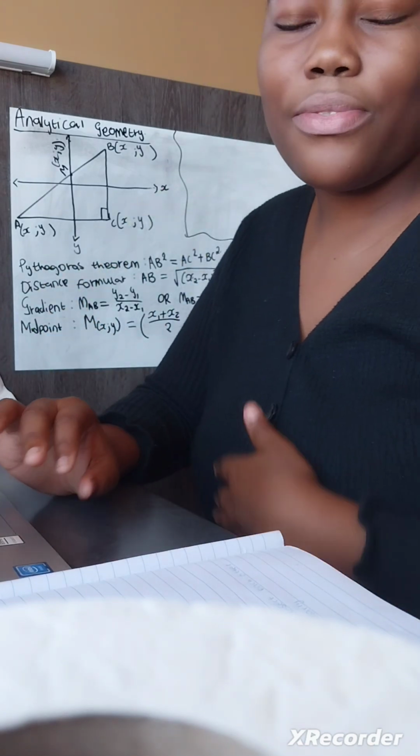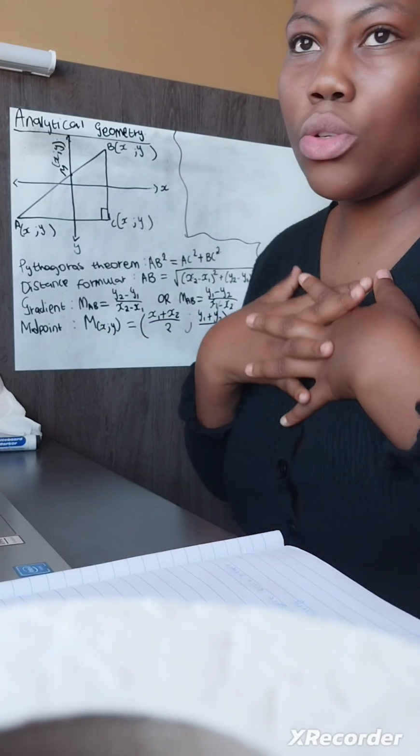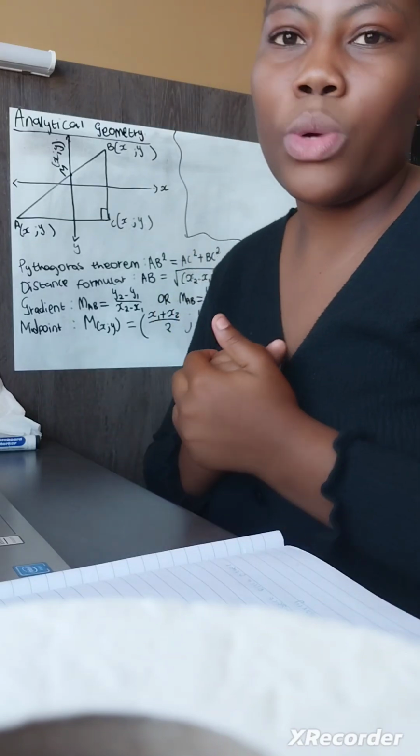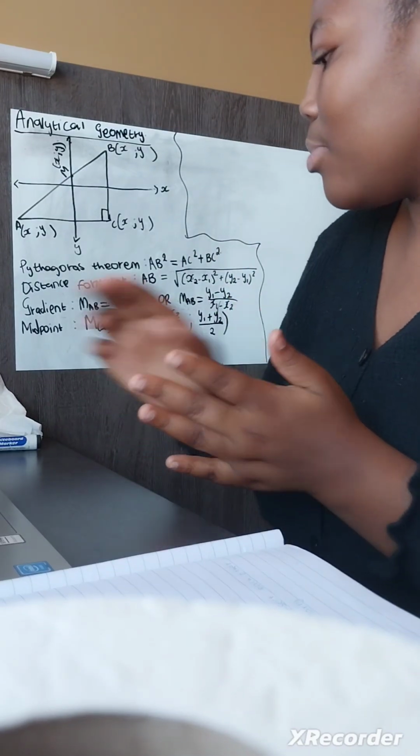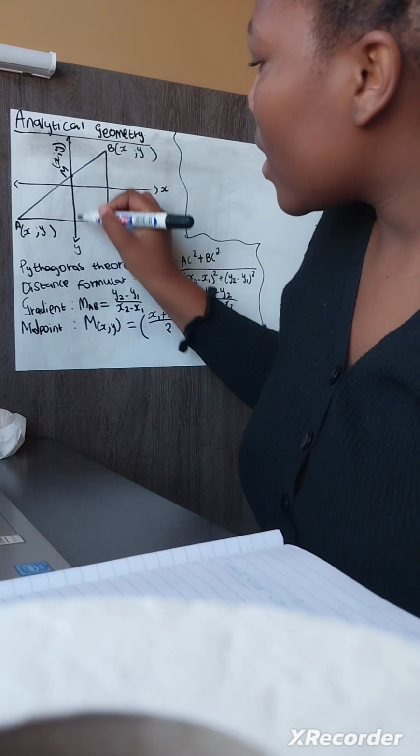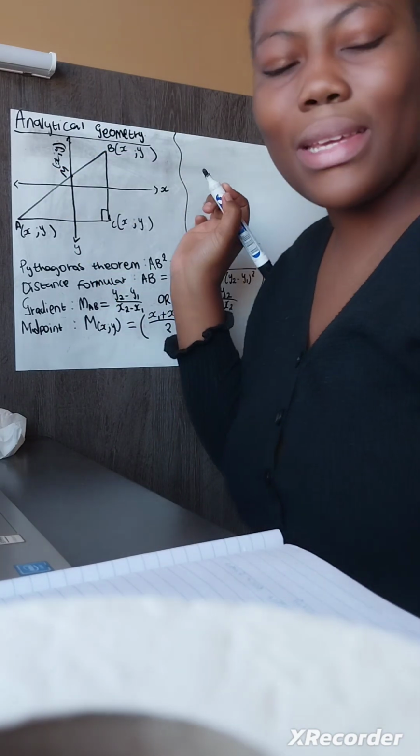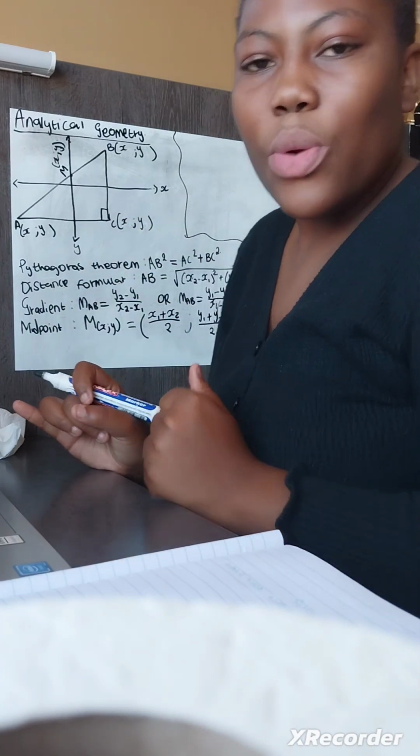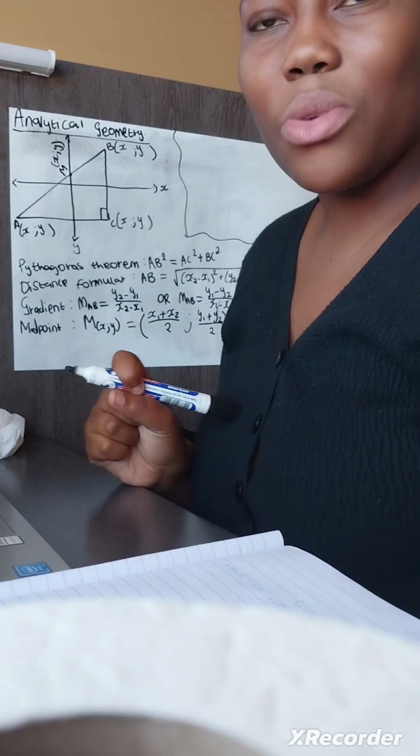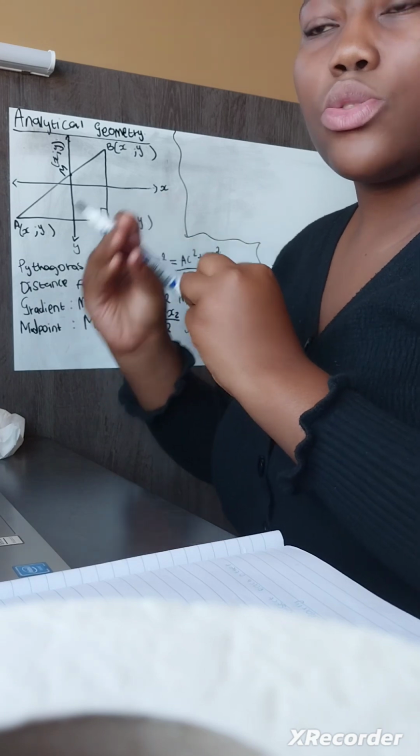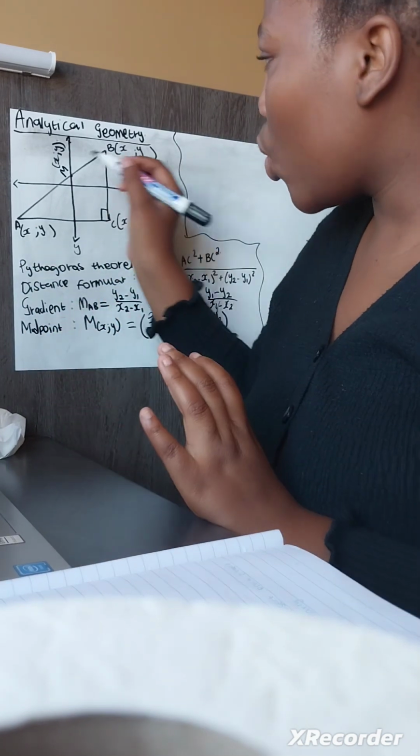Then we have something called coordinates. It was taught to us in grade 10. If you remember, in grade 10, we were introduced to a Cartesian plane. What is a Cartesian plane? A Cartesian plane is these two lines. It consists of the x and the y. So when we have a Cartesian plane, we have points on the Cartesian plane where we find the coordinates.